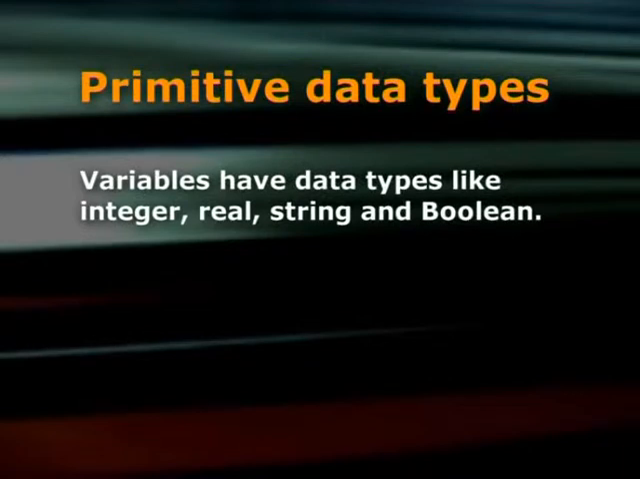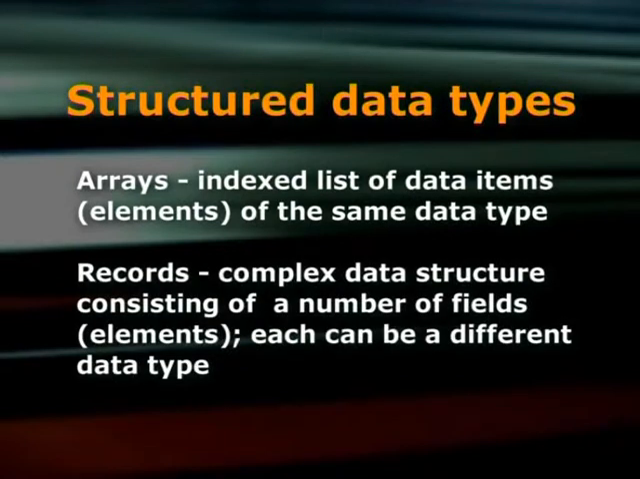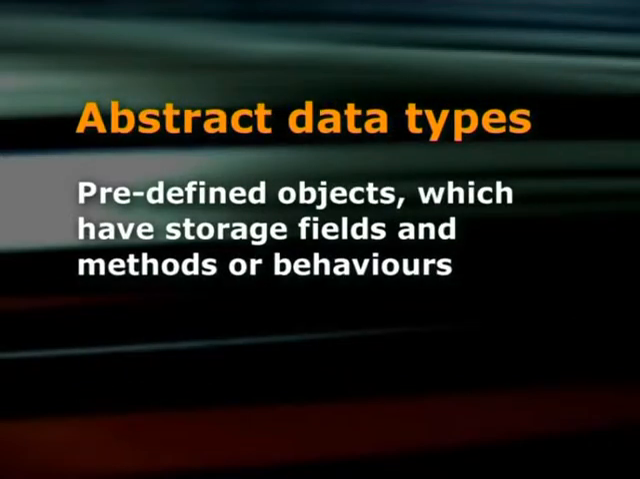That's right. We have primitive data types that include variables that have data types like integer, real, string, and Boolean. Structured data types of arrays, which are an indexed list of data items or elements of the same data type. Records, which is a complex data structure consisting of a number of fields or elements, each of which can be of a different data type. As well as abstract data types, like predefined objects which have storage fields and methods or behaviors.